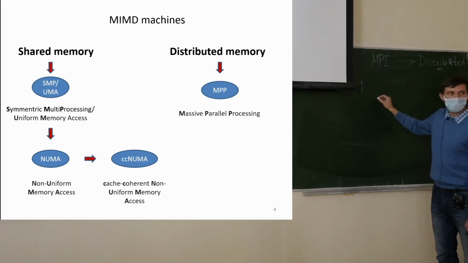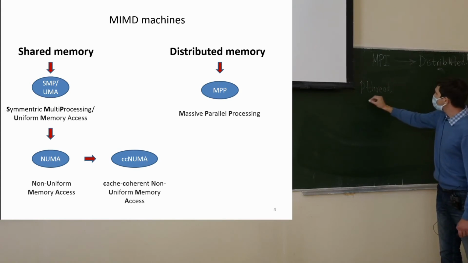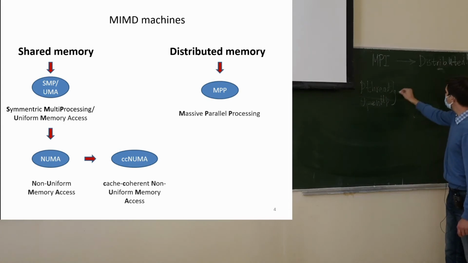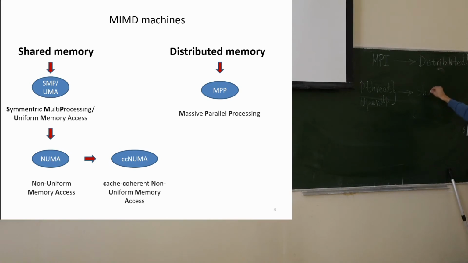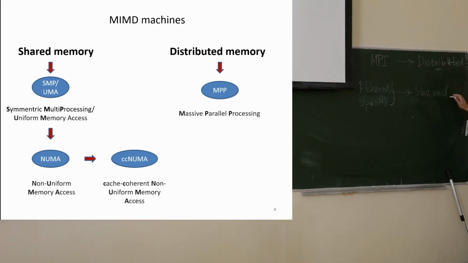P threads, POSIX threads, and mainly OpenMP is for shared memory. So you will study how to make programs which will run on distributed memory machines using MPI, and on shared memory machines using pthreads or OpenMP.